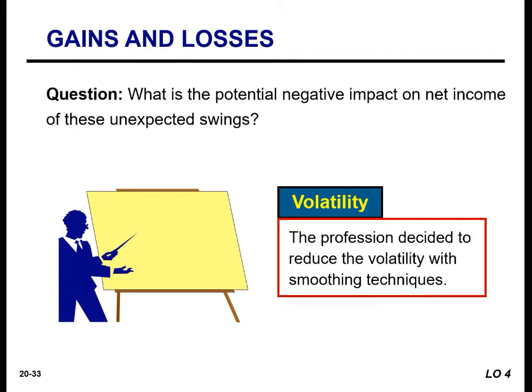So the question is, what is the potential negative impact on net income of those swings? Well, it can be really volatile, up and down and up and down. These are uncontrollable and unexpected swings in the pension expense. Because of this volatility, the profession decided to reduce that by using what's called a smoothing technique. Now, most of the time we tell you no management, no smoothing. In this case, because it is attached to the pension, it is slightly different.